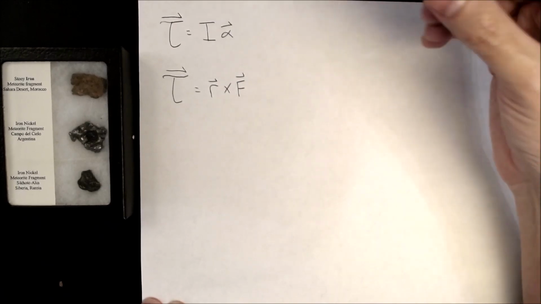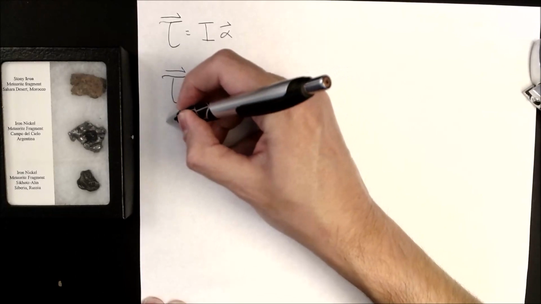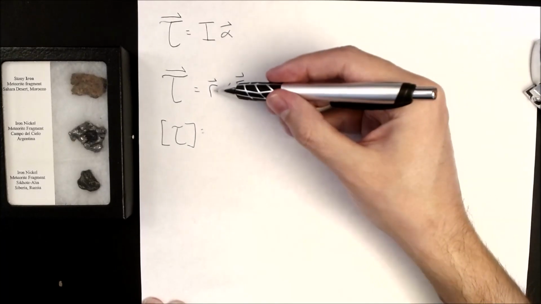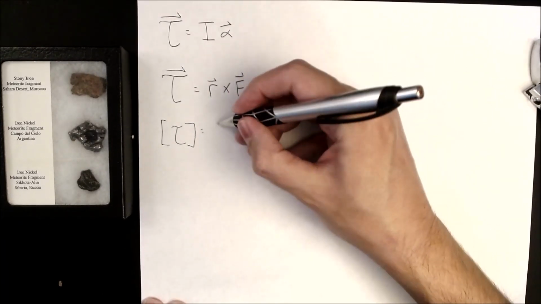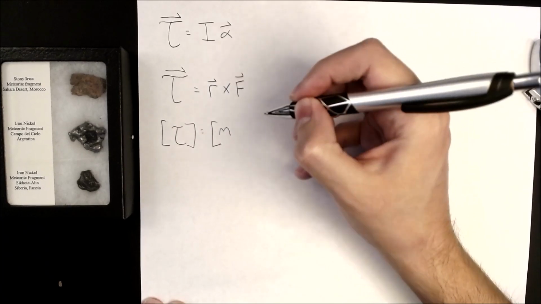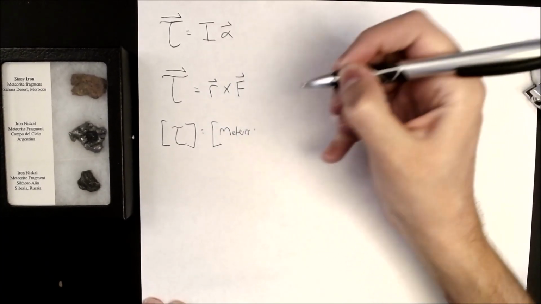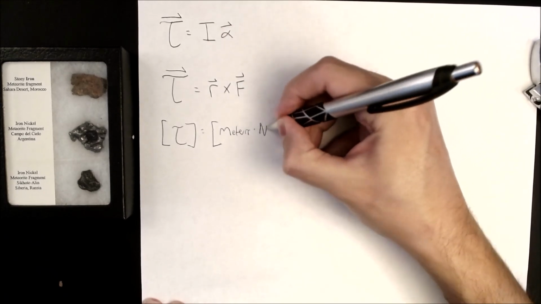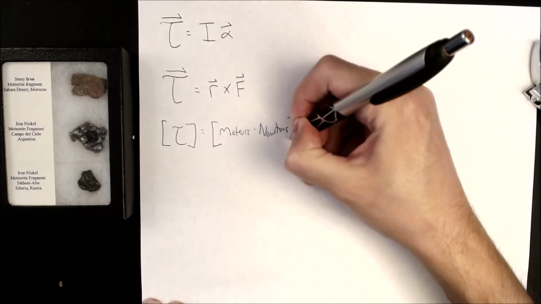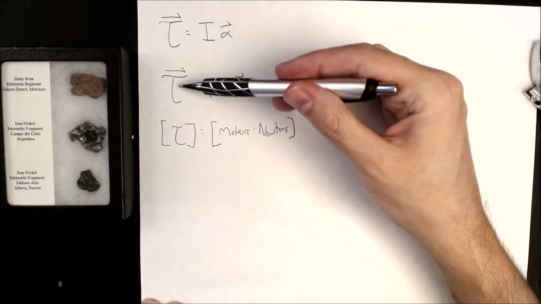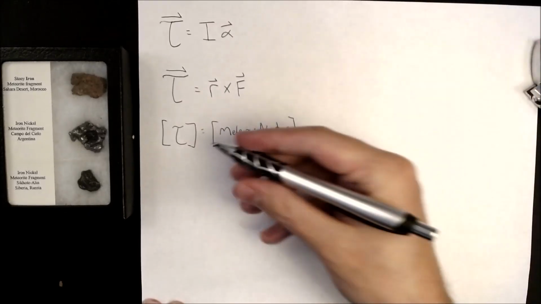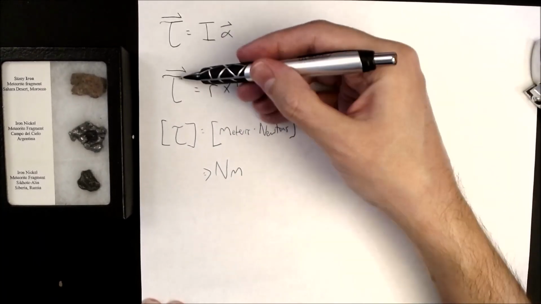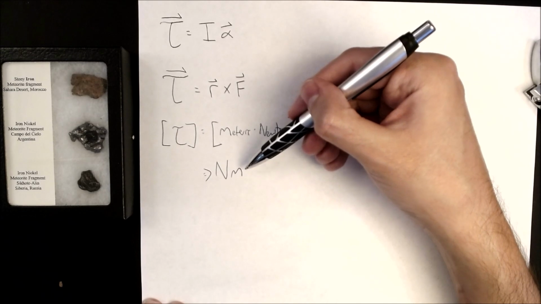But let's look for the units of that. The units of torque are going to be the units for R. What are the units for R? Well, the units for R is meters times, what are the units for force? The units of force is newtons. Thus, the units for torque are meters times newtons, but we always just call it Newton meters. The units for torque is Newton meters.